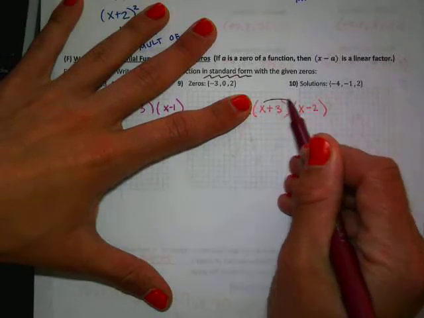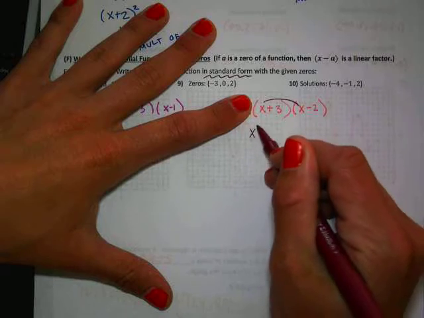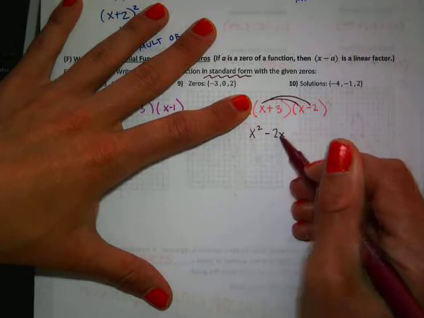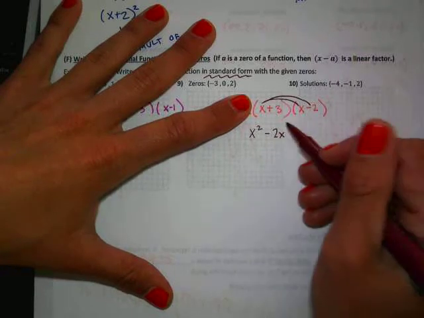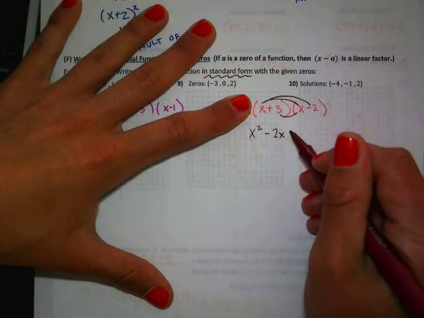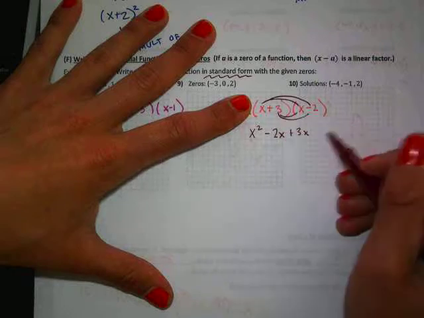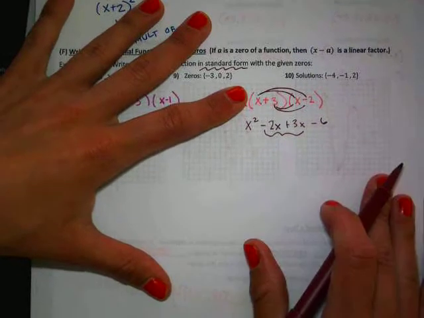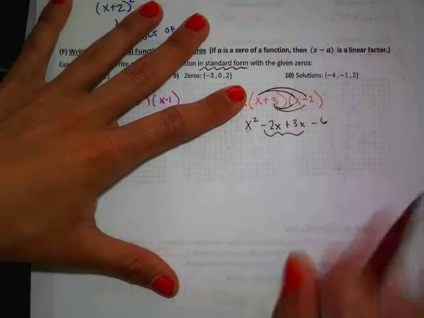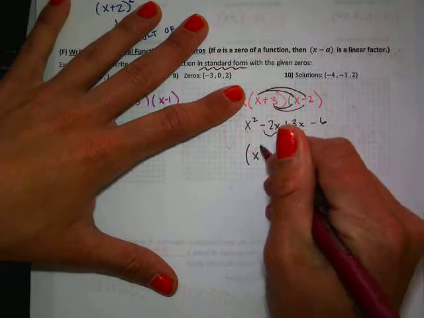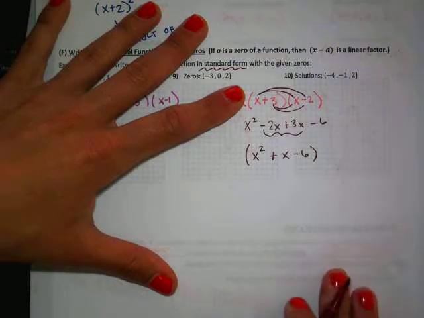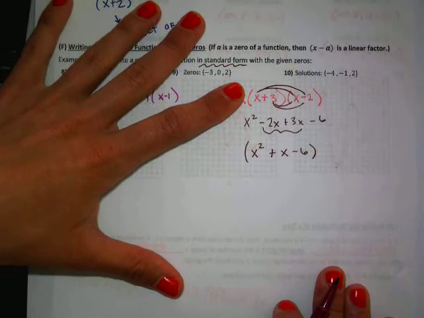So what is x times x? What is x times negative 2? Okay. Then I'm going to multiply the 3 out. So 3 times x. And 3 times negative 2. Good. Don't forget to combine your insides. It makes your life way easier. So I have x squared plus x minus 6, after I multiply those 2 guys together.